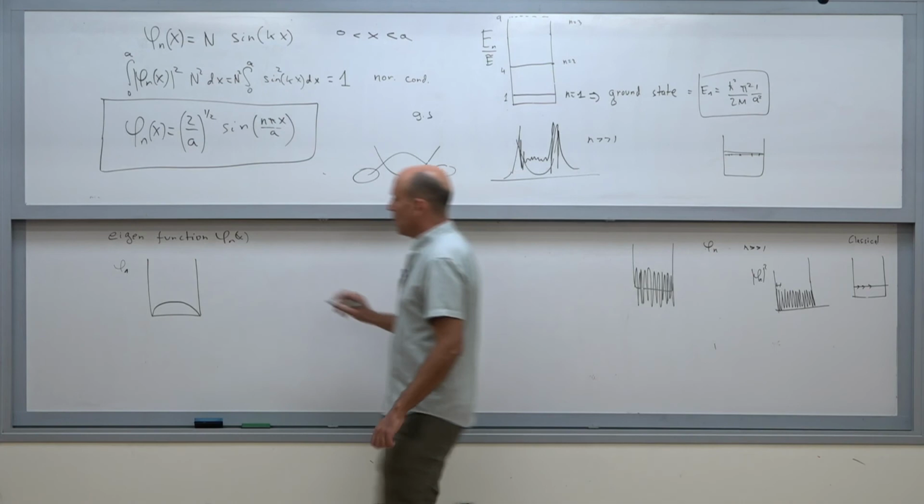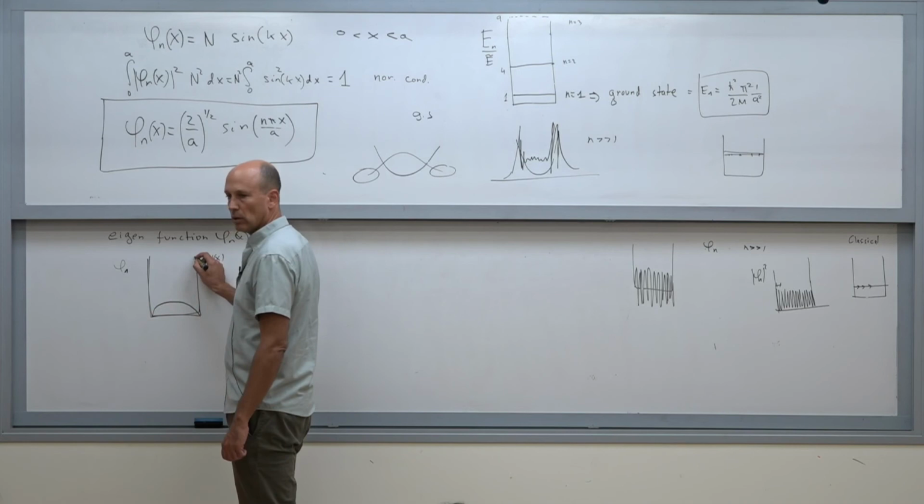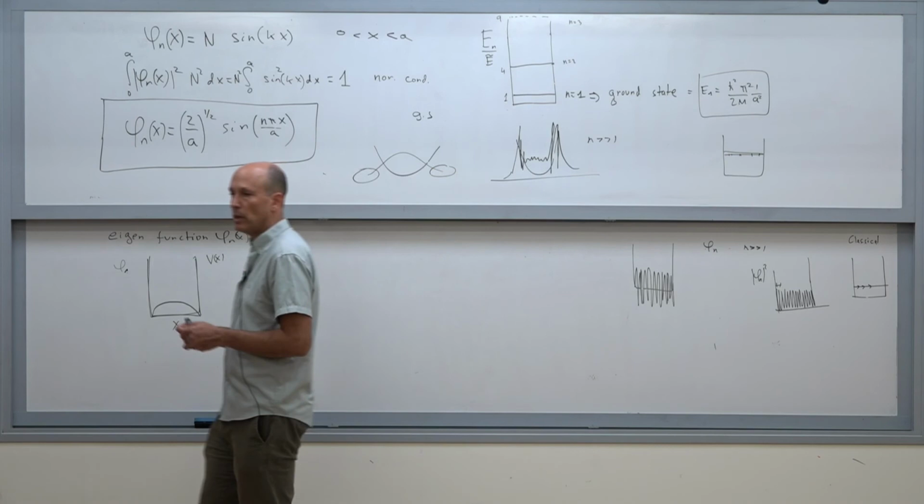Here I'm drawing on one figure two things. I'm drawing both the potential and phi. The potential is this thing. Phi is a separate thing. They are both functions of x, but they don't have even the same unit. And phi can be negative, or it doesn't mean that.